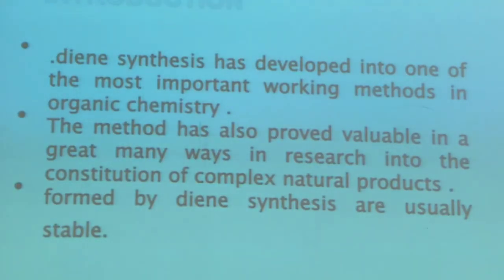Diels-Alder reaction is usually used for the synthesis of cyclic compounds from conjugated dienes, that is 1,3-butadiene. When they react with dienophile, that is ethene, they together combine to form cyclohexene. The method has also proved valuable in a great many ways in research into the constitution of complex natural products. Products formed by diene synthesis are usually stable. So compounds which are formed from conjugated dienes and dienophile are usually stable compounds.